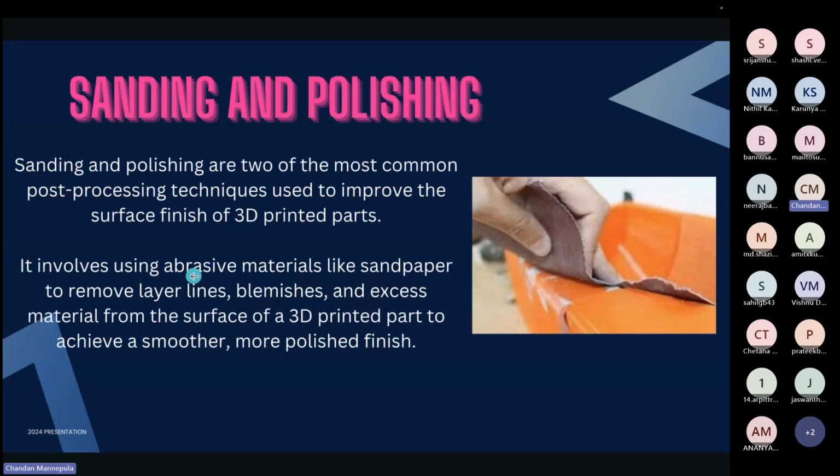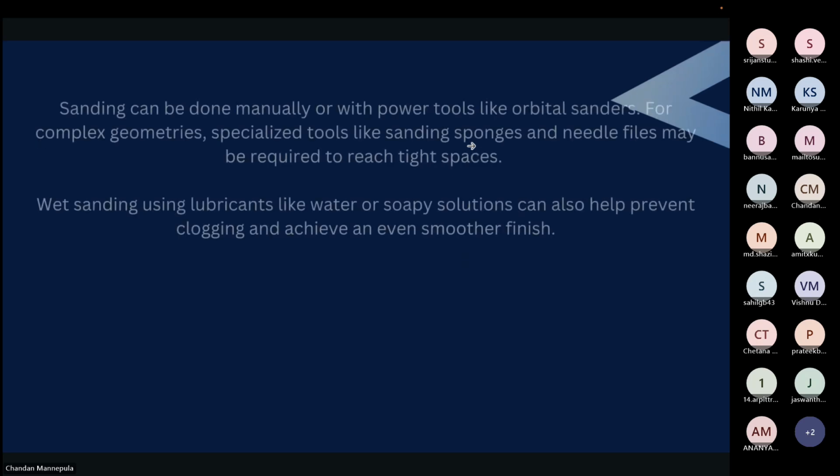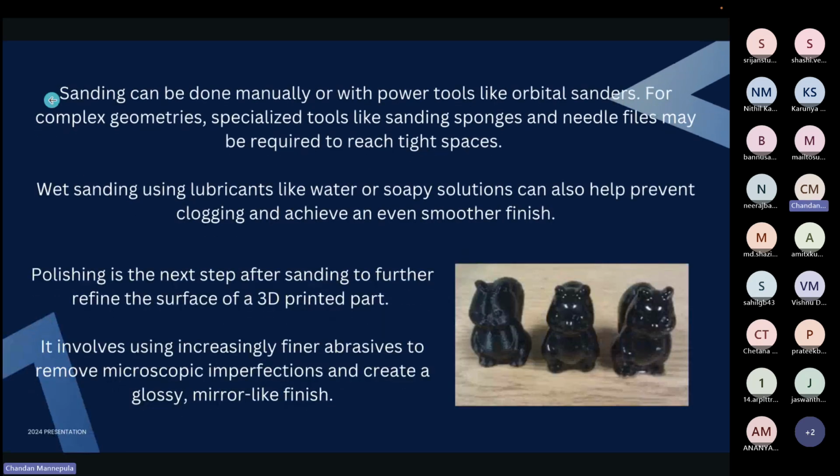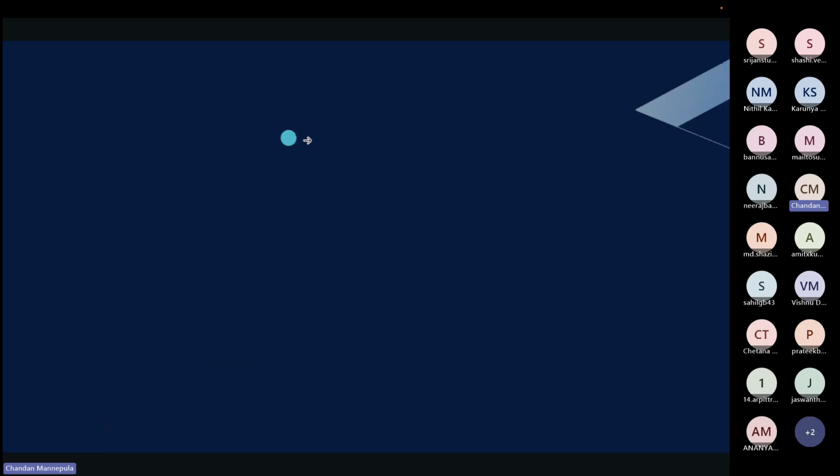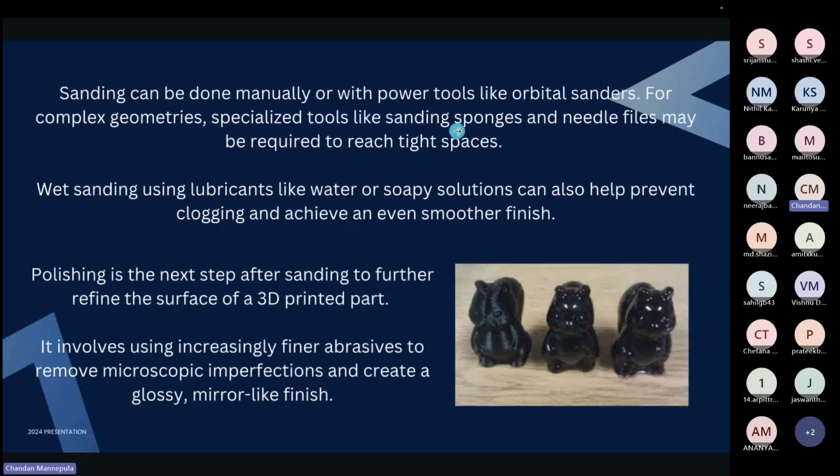It involves using abrasive materials like sandpaper to remove layer lines, blemishes, and excess material from the surface of a 3D printed part to achieve a smoother and more polished finish. So we do sanding and polishing to remove the layer lines and to give a good finish for the 3D printed object. Sanding can be done manually or with power tools like orbital sanders. For complex geometries, specialized tools like sanding sponges and needle files may be required to reach tight spaces.